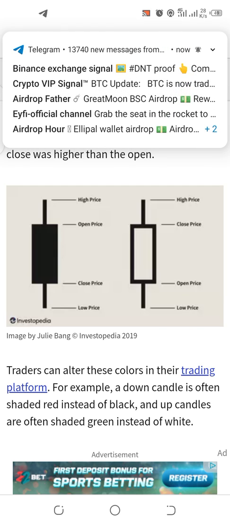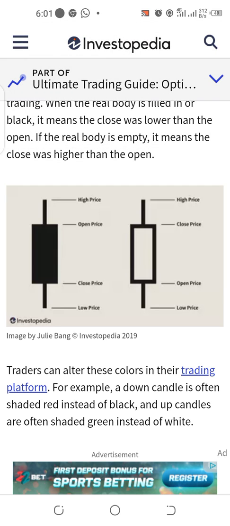Now the black one, let me use the black one. The black one represents the red and the white one represents the green in our normal trading when we go to our platform. So let's talk about the black. The black says that the opening price, look at the opening price there, it opened at that point higher than the closing price. Look at the closing price. It's below the opening price. That is why it's black.